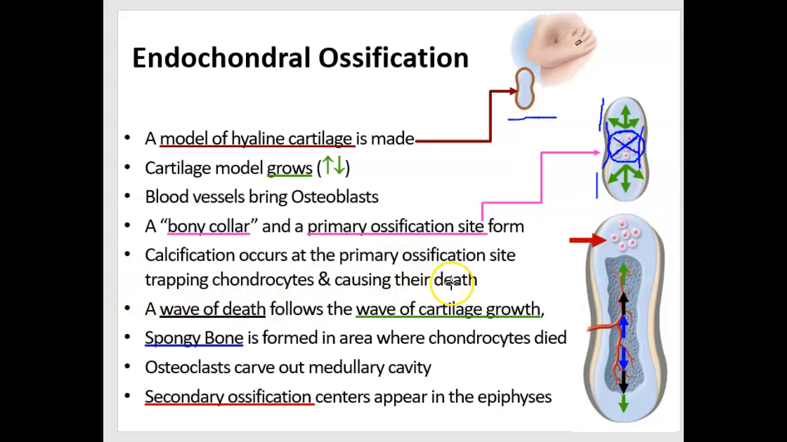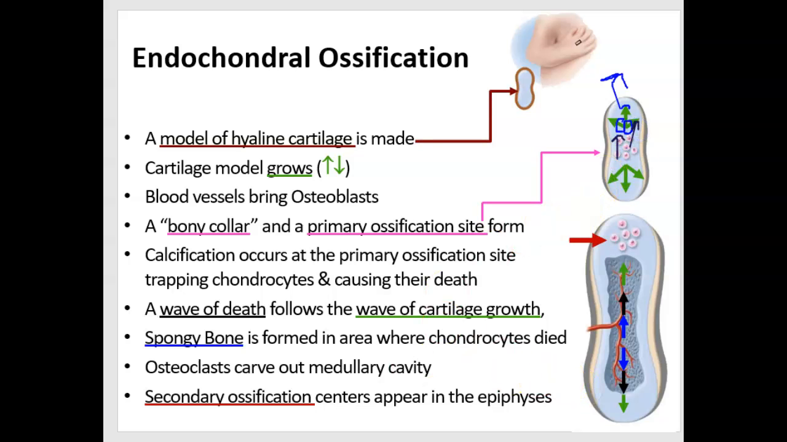Calcification occurs, and we eventually get a death wave of the chondrocytes. But, you know, the wave of death happens after the wave of growth. So if I erase this for a second, and you think about it, the chondrocytes were growing, they're multiplying, they're making this bigger, and that keeps continuing, and it goes this way. But the wave of death sounds terrible, but the wave of death follows that. So the wave of death comes afterwards, and it follows.